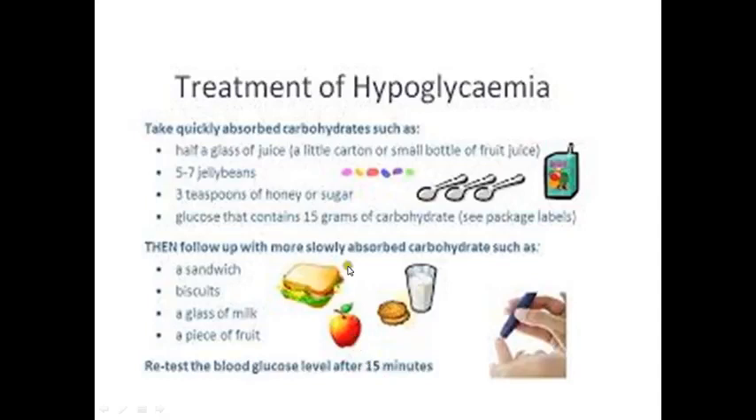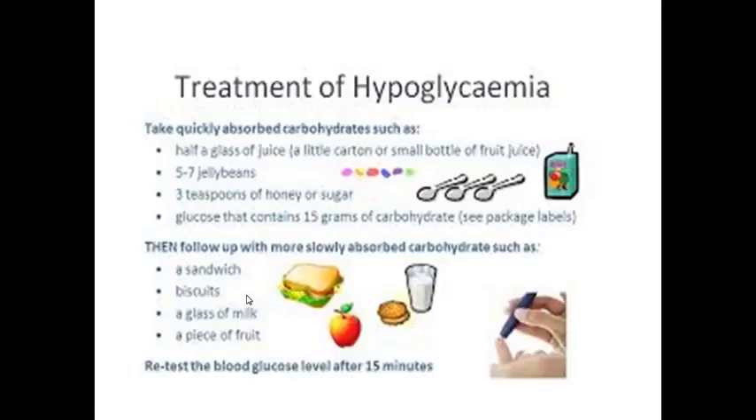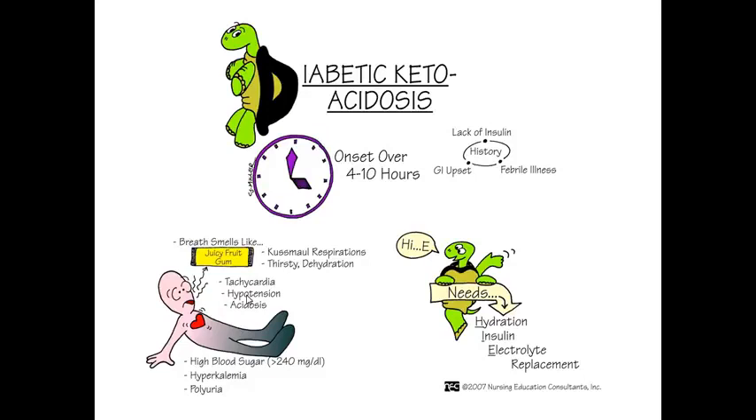So aap 15 minute ke baad you give this, we check the sugar after 15 minutes. Then if it is not rising, you give this again and you check the sugar after 15 minutes until the sugar levels are more than 70. When the sugar levels are more than 70, then you give a slowly absorbed carbohydrate to these patients. So that's about hypoglycemia. Coming to the next acute complication, diabetic ketoacidosis.